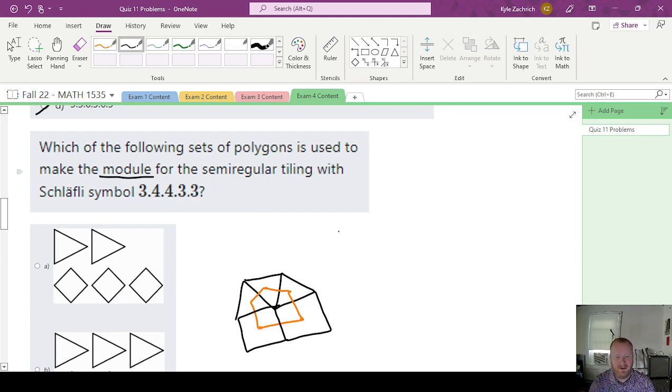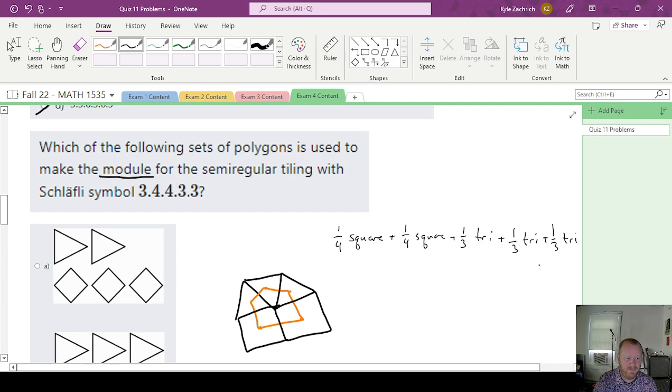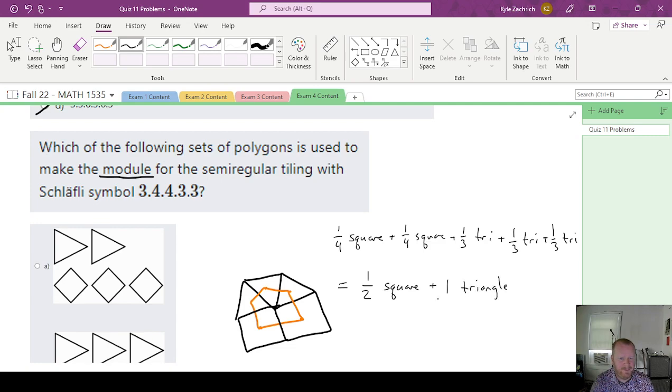So what I've got here is this here is 1/4 of a square. I've got another 1/4 of a square. I've got 1/3 of a triangle. I'll just shorten that. 1/3 of a triangle plus 1/3 of a triangle. This, without doing any multiplying yet, gives me 1/2 of a square plus 1, 2, 3/3 of a triangle. So one triangle. This is the contents of that dual polygon.